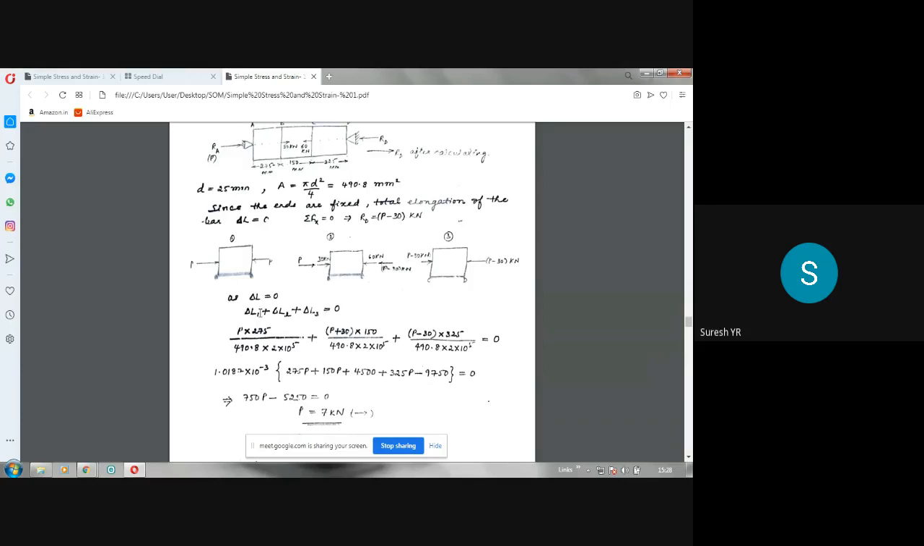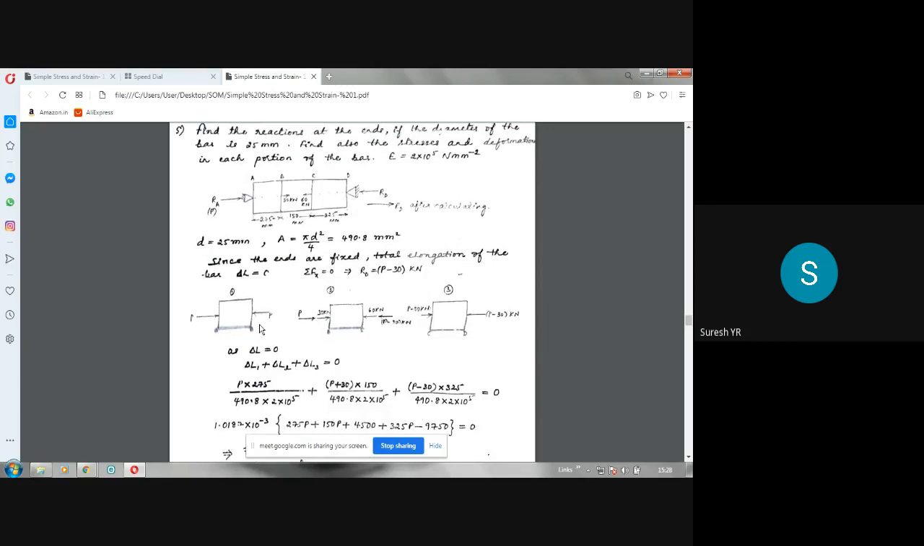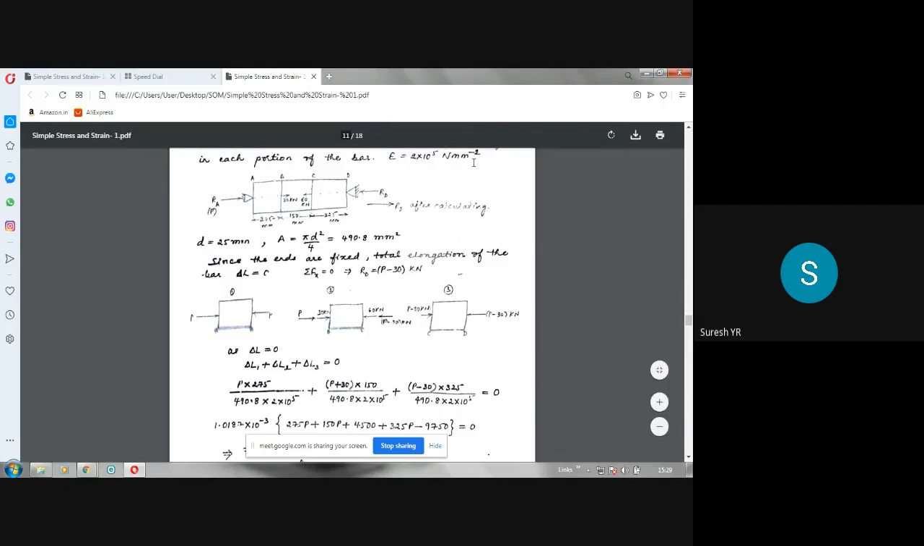Now one by one, let us find out what is delta L1. PL by AE is the formula because it is a uniform bar. So what is the force acting on the first bar? Delta L1 is given by PL by AE for this one. So P is P itself into L is 275 mm. See here, length of this bar is 275 mm divided by area is 490.8. Area remains the same for all the three portions. 490.8 into E value is 2 into 10 power 5 Newton per mm square. Please note that here the P value will be in kilonewtons only because the forces given are in kilonewton. So this is your delta L1.